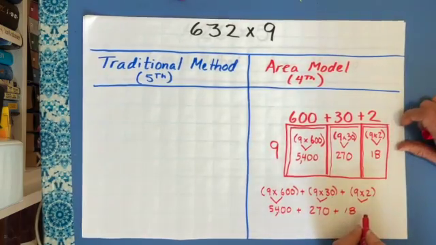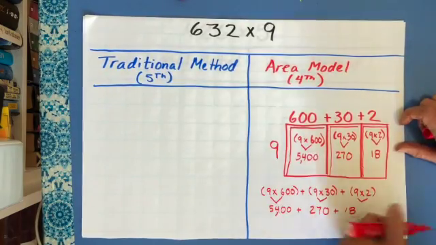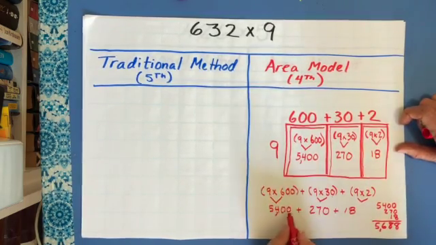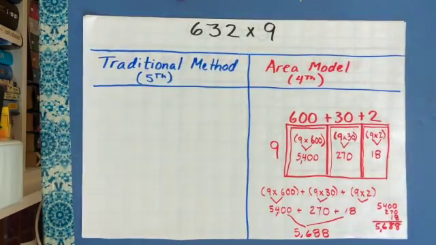Now it's hard for me to add these up going horizontally, so I'm going to write it up and down. So 5,400 plus 2,070 plus 18. Oh, this is so much easier. I've got 8, 6, and 5. So the answer to all these added up would be 5,688. So that's using the area model.